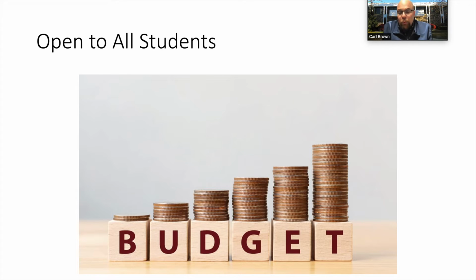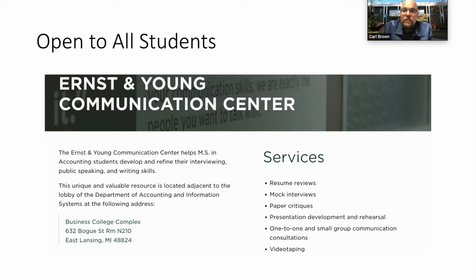Now, while some institutions may have budgetary restrictions, others simply choose not to be all inclusive. So, for example, at Michigan State, there's the Ernst & Young Communication Center. If you notice here, it's only for Master of Science in Accounting students. That's it. Do they not have the money to help more?